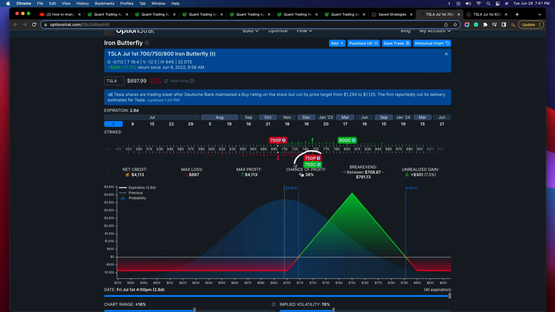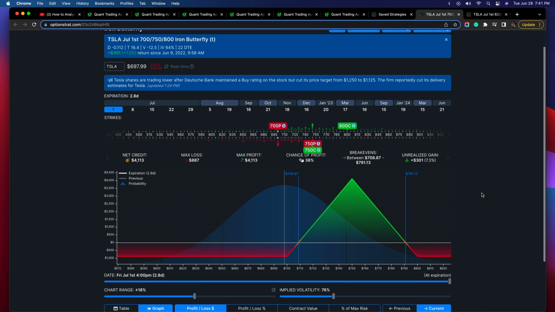So you don't have an infinite risk. The strikes at the bottom are the ones being shorted, and the ones on the top are the ones being purchased. By doing this, we're collecting a credit from selling these two strikes right here, and then we're using some of that credit received to buy strikes that are further out and cheaper than the ones we sold. That's what creates this spread, and we're collecting, in this case, $4,100 in credit, and it's costing us $887 to open. This is how much your broker is going to require you to have in your account for every one of these that you want to open.